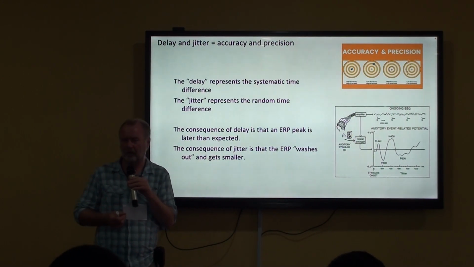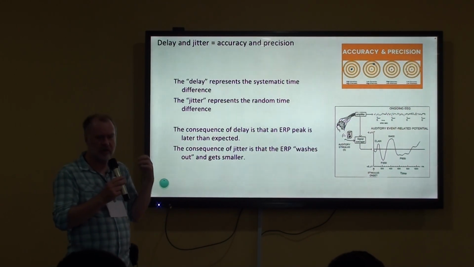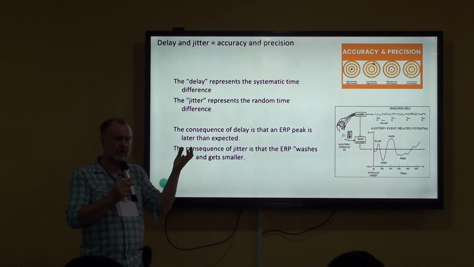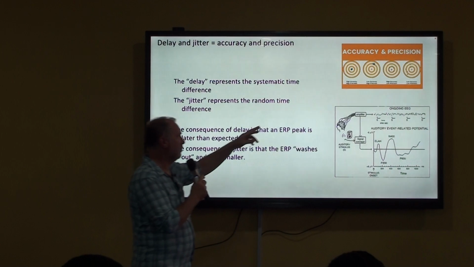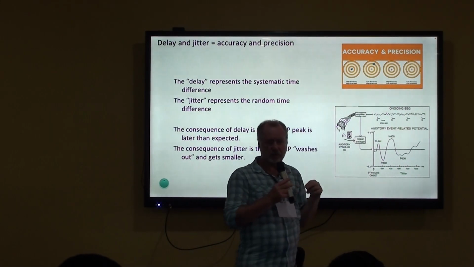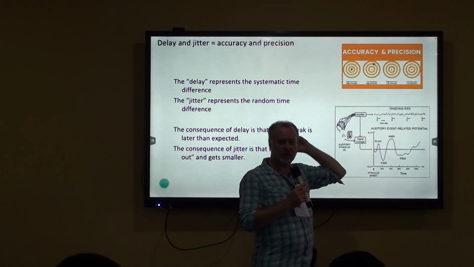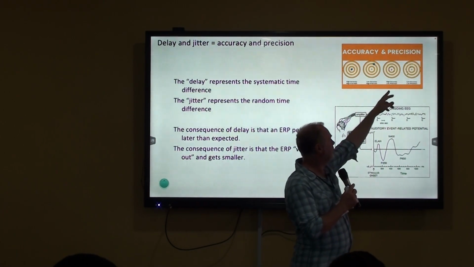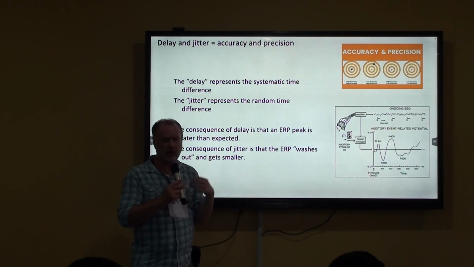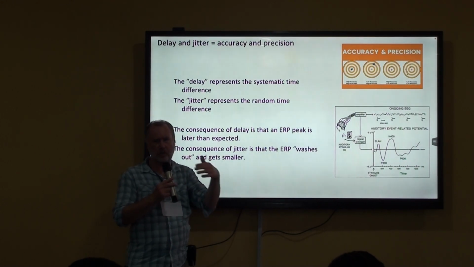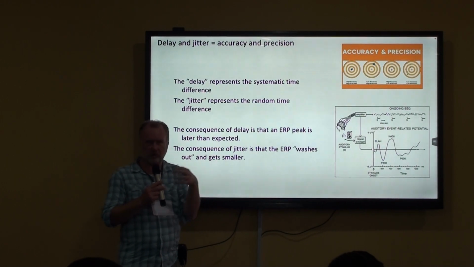Another thing that we have to think about if we're sending very precisely timed things is delay and jitter. Delay and jitter can be compared to accuracy and precision. If I'm trying to hit a target, this is what I'm aiming for. But if there's a systematic difference, this is what I might get. And if I'm a sloppy shooter, this is what I might get. So there are two different types of error: one is a systematic error, and the other is a random error. The delay is a systematic time difference, whereas the jitter is the random time difference.